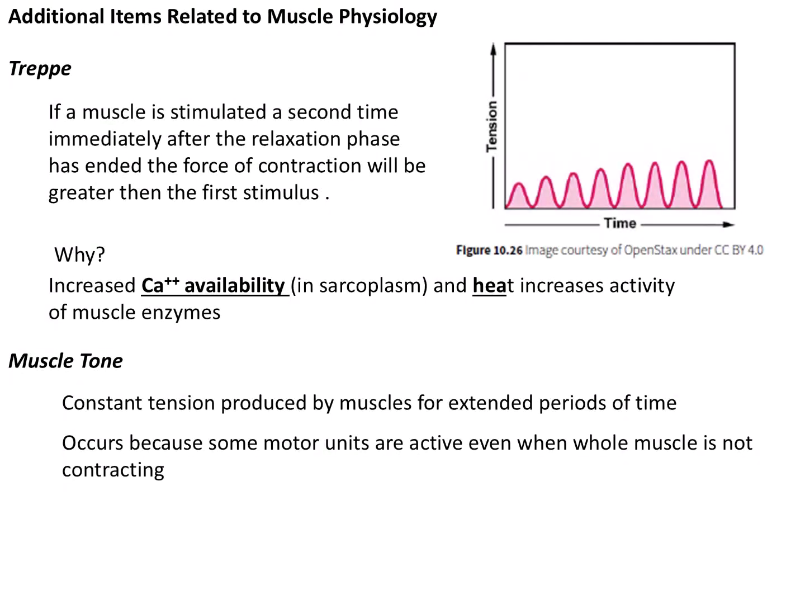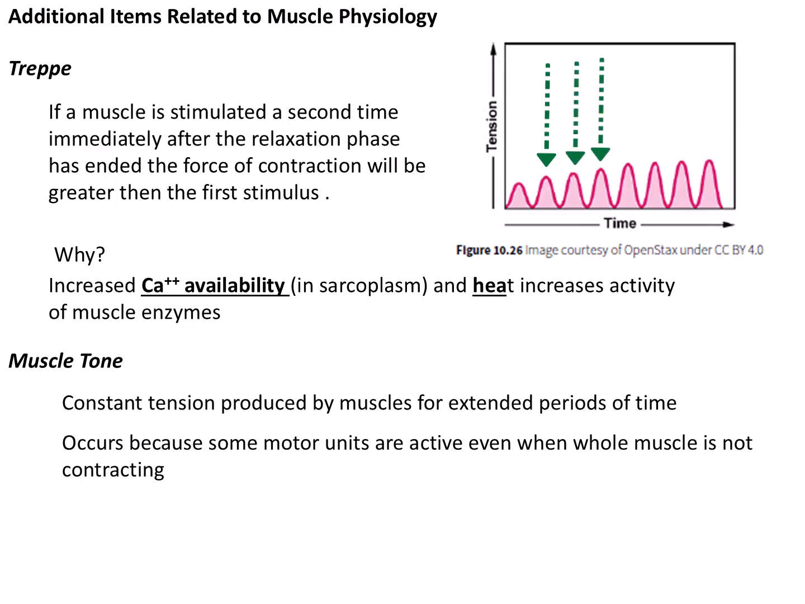Lastly, we will briefly discuss some additional topics related to muscle physiology. The first topic is something called treppe. This is also known as the staircase effect. Treppe occurs when the muscle is stimulated to contract immediately after the relaxation phase has ended. The second stimulus increases the force of contraction over the first.